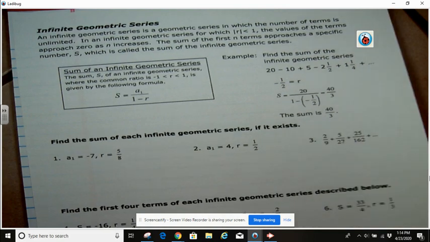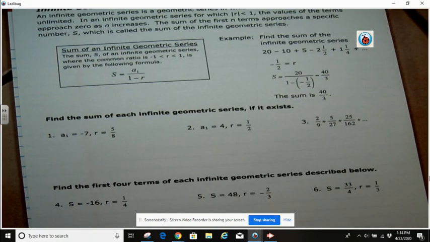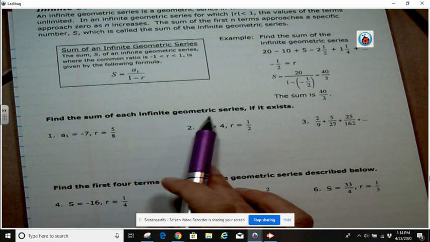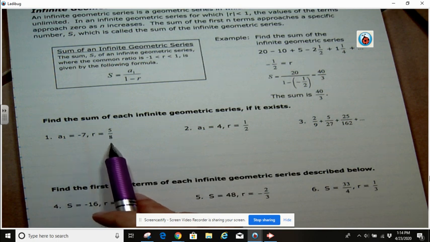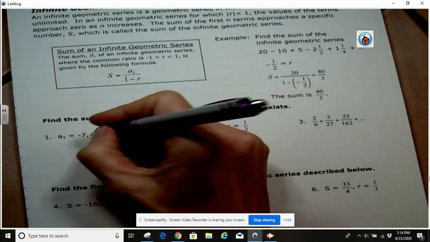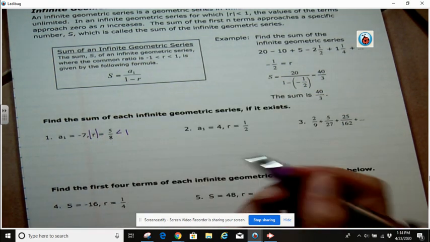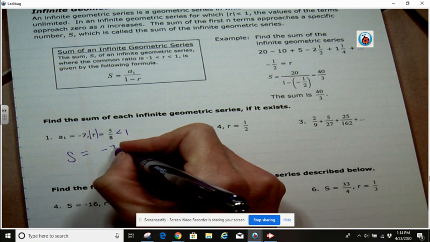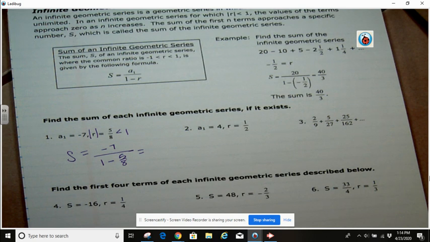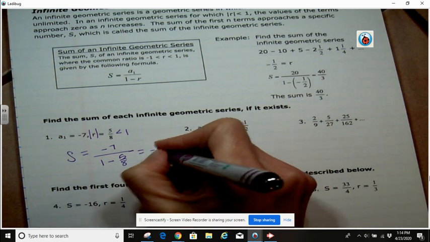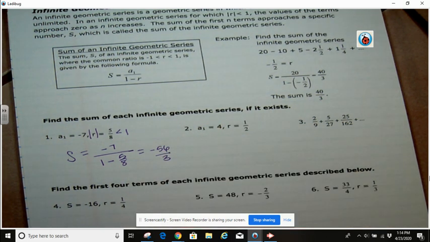Let's do a few more examples with infinite geometric series. So find the sum of each infinite geometric series if it exists. So first thing you do is check the value of r to see if its absolute value is less than 1. So the absolute value of r is less than 1, so we keep going. S equals a sub 1 over 1 minus r. And the answer is, if you put it in your calculator, again, you're going to get a decimal, but if you hit math enter, it will give you your fraction, which is your exact answer.